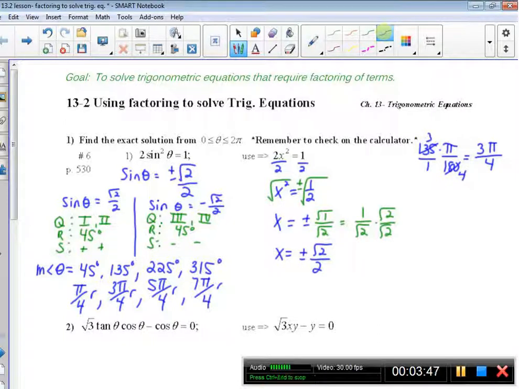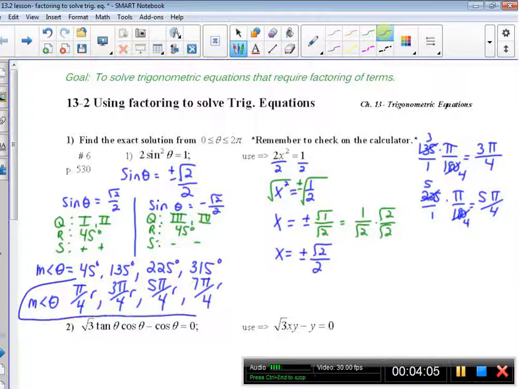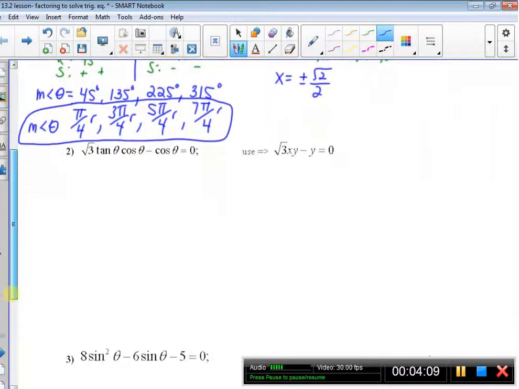Or you can go to the side again and do 225 times pi over 180, and you get 5 pi over 4. This cancels to 4 and to 5. All right, so you could do those that way. And so that's the measure of theta in radians, exactly. All right, next one.